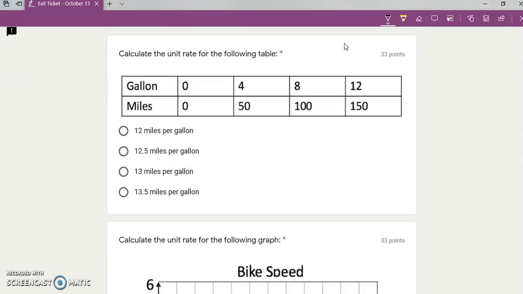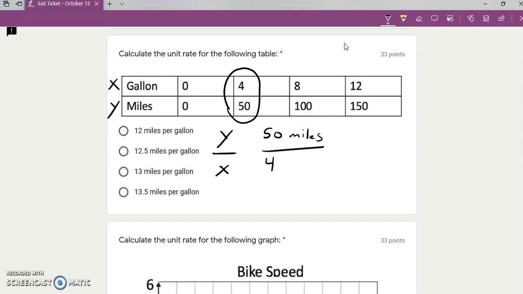The first problem says calculate the unit rate for the following table. So we have gallons and miles. I'm going to pick 1 point. I usually pick the lowest numbers because it's easier to work with. This is the X, this is the Y. So I divide the Y by the X. The Y is 50 miles, the X is 4 gallons, and that's my rate. Now I have to simplify it and make sure I have a denominator of 1.